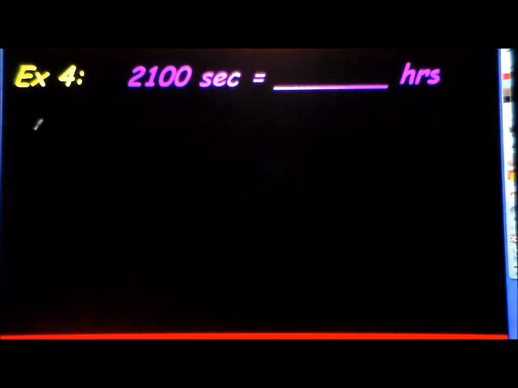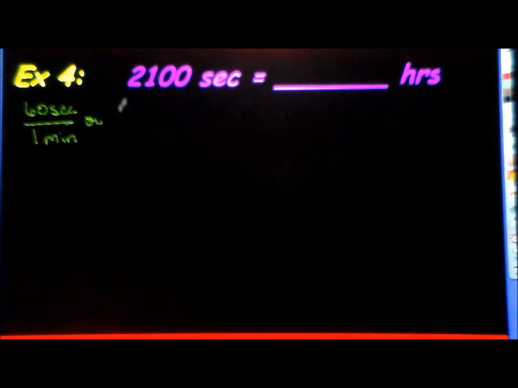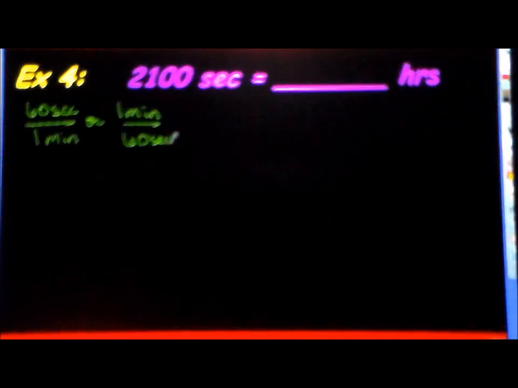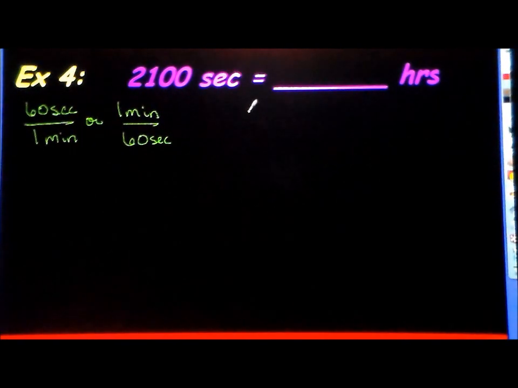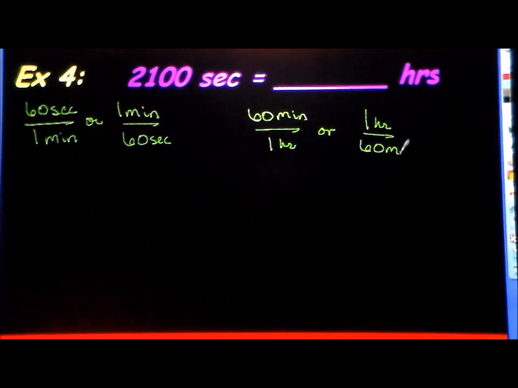All right, our next example is still dealing with seconds and hours, but it's going backwards. So we're still going to need the fact that 60 seconds over 1 minute or 1 minute over 60 seconds will give us our first conversion. And then our second conversion would be 60 minutes over 1 hour or 1 hour over 60 minutes will give us a second conversion factor. And we are going to have to use 2, just like we did on the problem before.